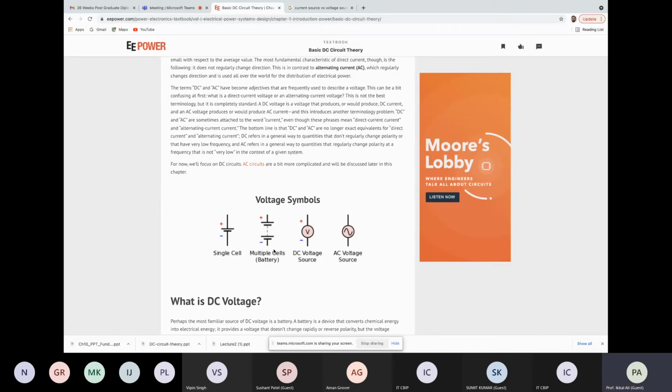And if you have to represent any given voltage in a compact way, then it is represented by a third symbol. You use this V and you put the polarity sign, positive and negative. And when you need to represent an AC source, alternating current source or alternating voltages, then you draw a sinusoidal symbol within the circuit that represents AC source.